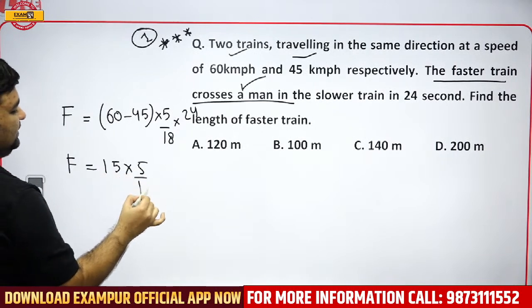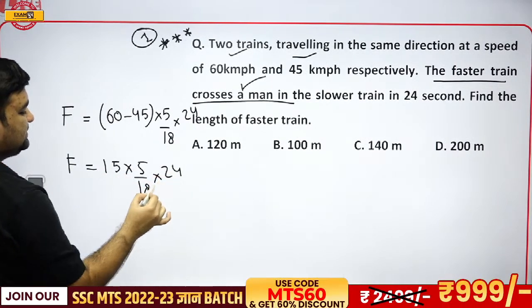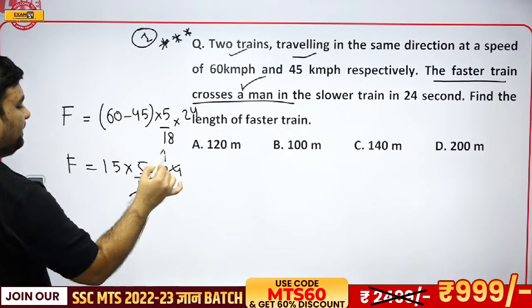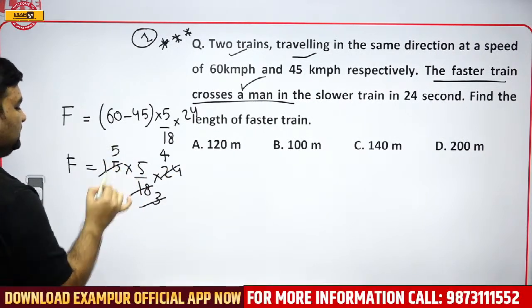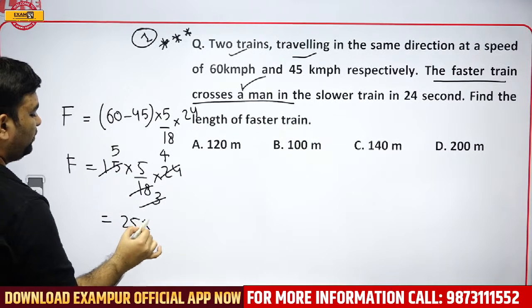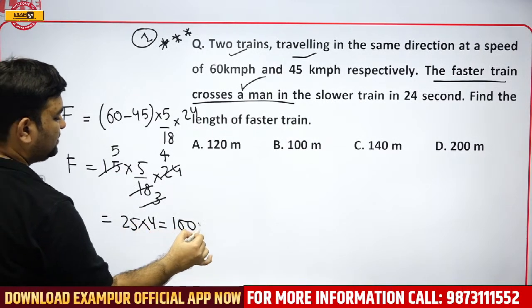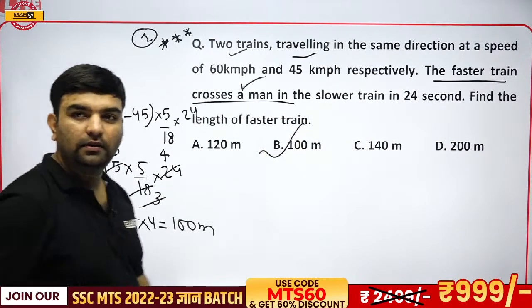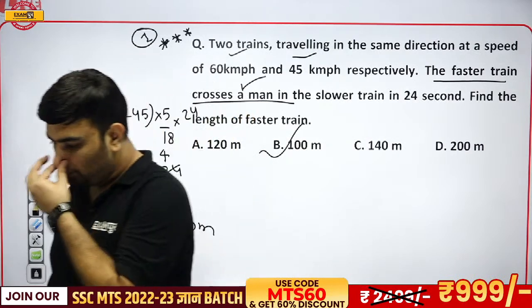15 into 5 by 18 into 24. Cancel the factors. 25 into 16 is 400 meters, the length of the faster train. Over and out. Well done, Charlie.